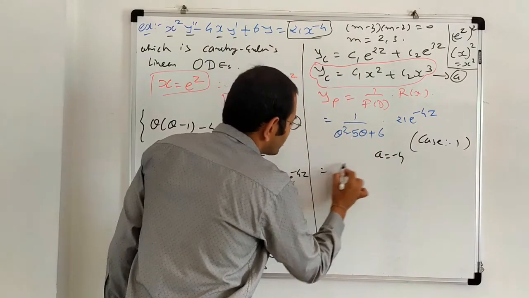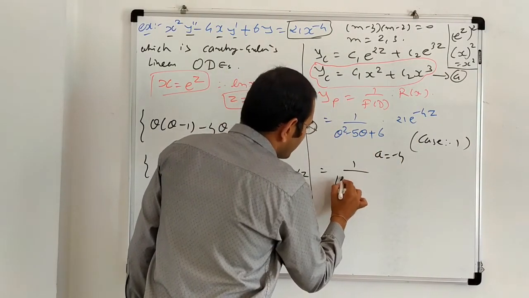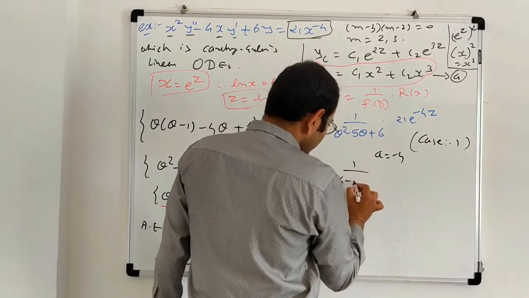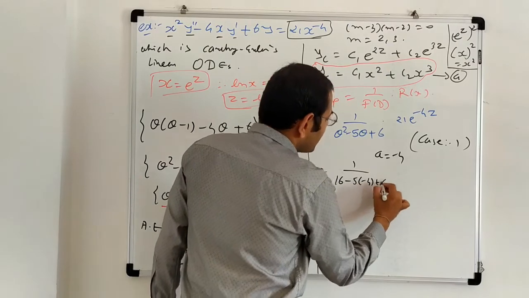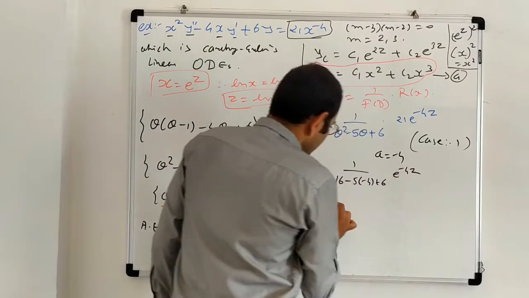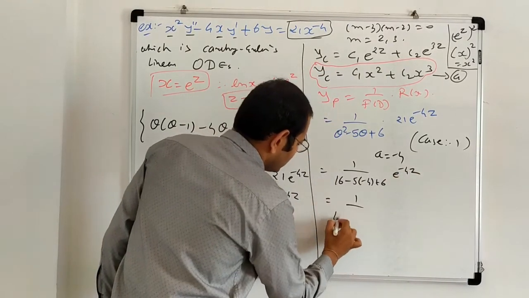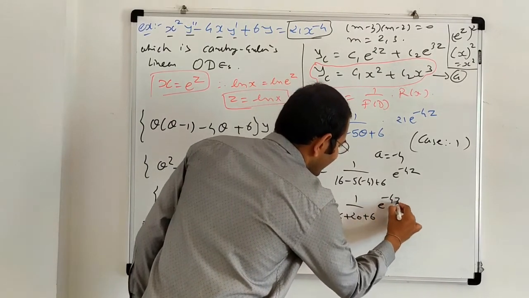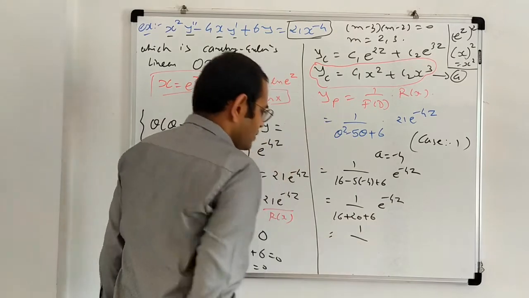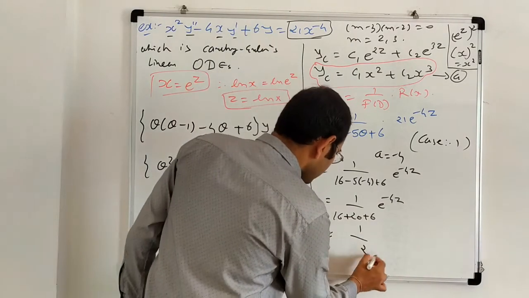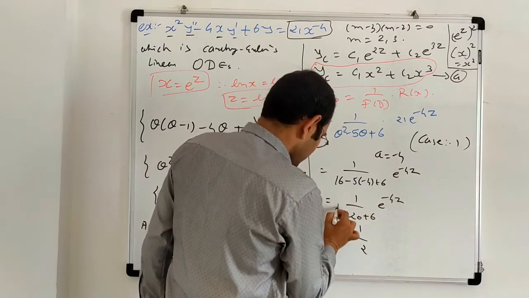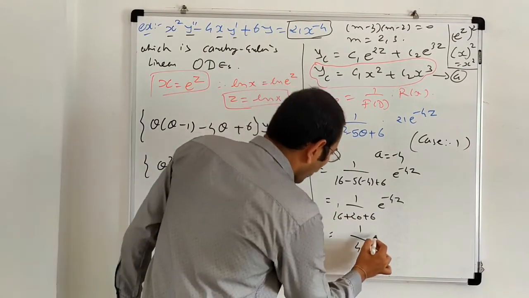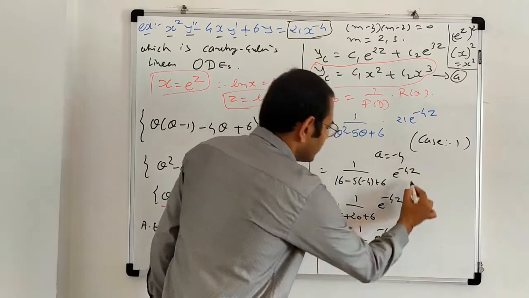Then substitute the values where theta equal to minus 4. Then minus 4 whole square, that is 16, minus 4 minus 5 into minus 4 plus 6, e raised to minus 4z. Then we get plus 20 plus 6, e raised to minus 4z. Then 16 plus 20 plus 6, so on and so forth. Then 42 e raised to minus 4z.